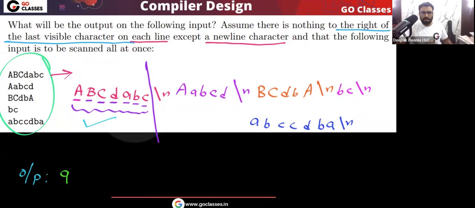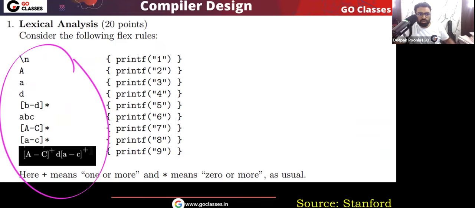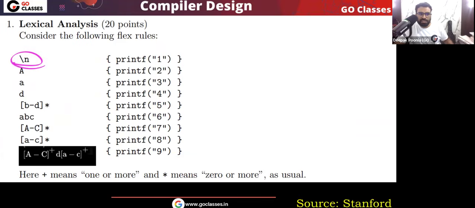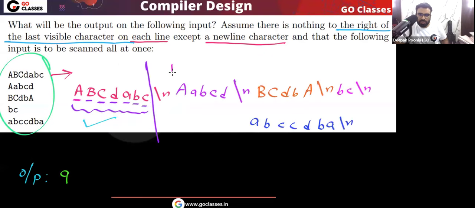Very simple, right? Now, after that, there is a new line character. Please understand, in all these rules, the new line character is only in the first rule. The remaining do not have the new line character. So for the new line character, only this will be in the race. The remaining will not be in the race. So for the new line character, token 1 will always be printed.